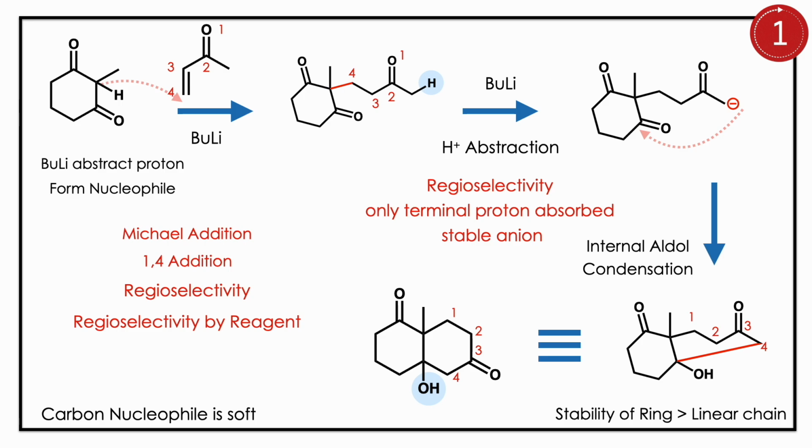Carbon nucleophiles are soft, which will undergo 1,4 Michael addition with the conjugated ketone. Here the nucleophile forms and attacks the fourth position. Then intramolecular aldol condensation happens. Then again butyl lithium abstraction. Two hydrogens are possible, but only one hydrogen is abstracted because the primary anion is stable. Finally, aldol condensation happens here. Here there are two regioselectivities: one is Michael addition, the second is proton abstraction. The concept you outline here is that Michael addition is inevitable in terms of regioselectivity.